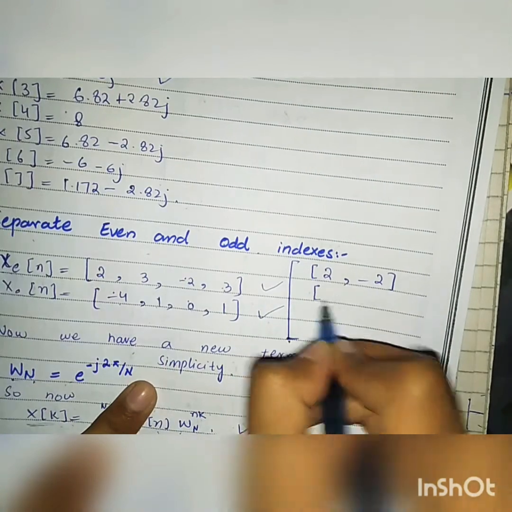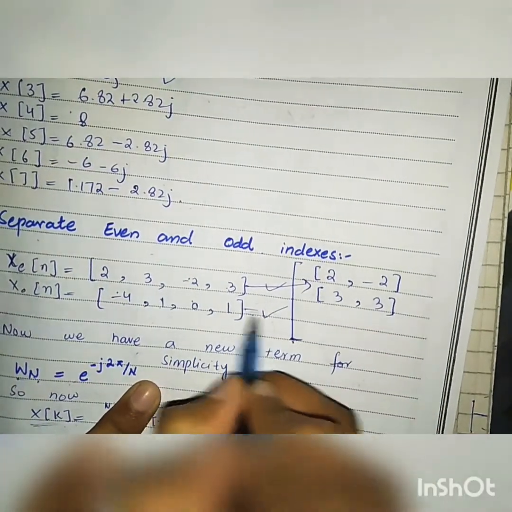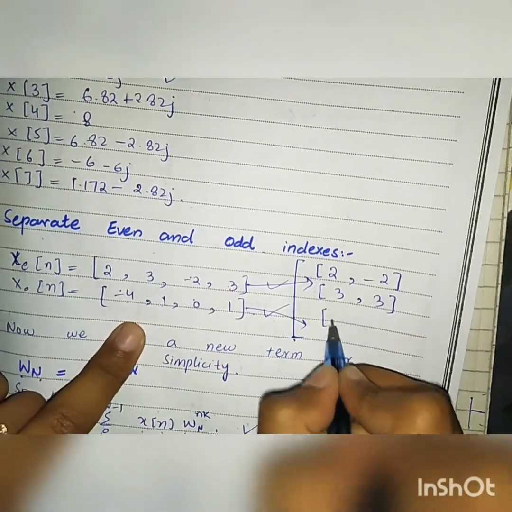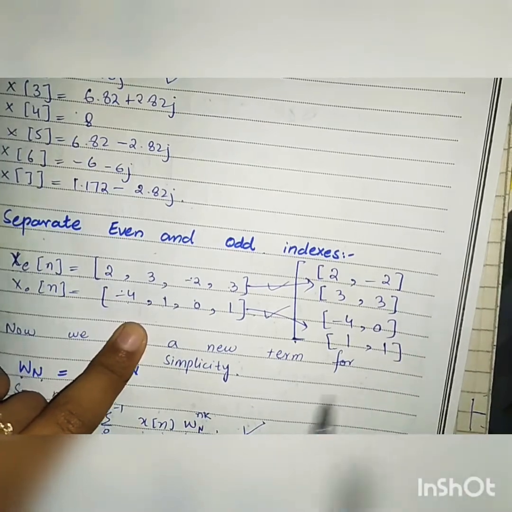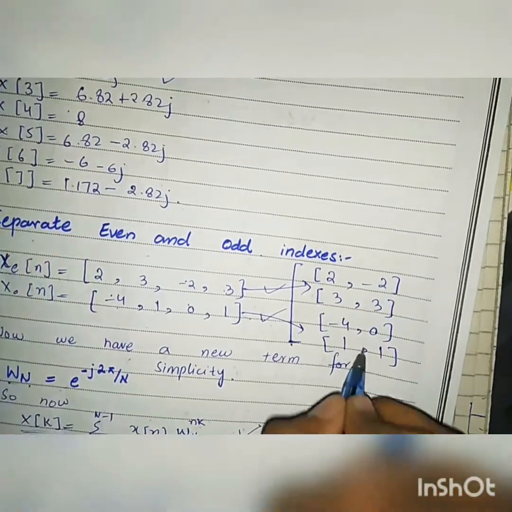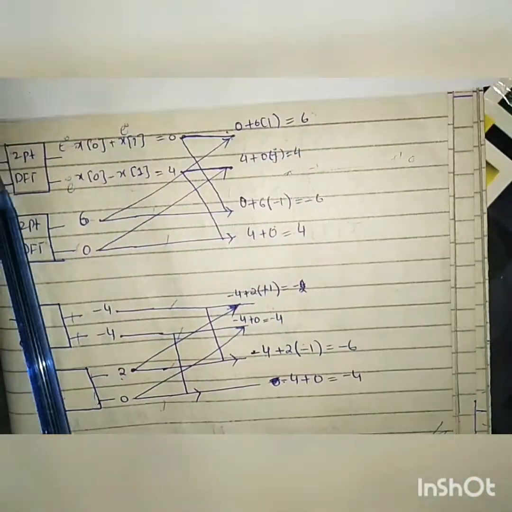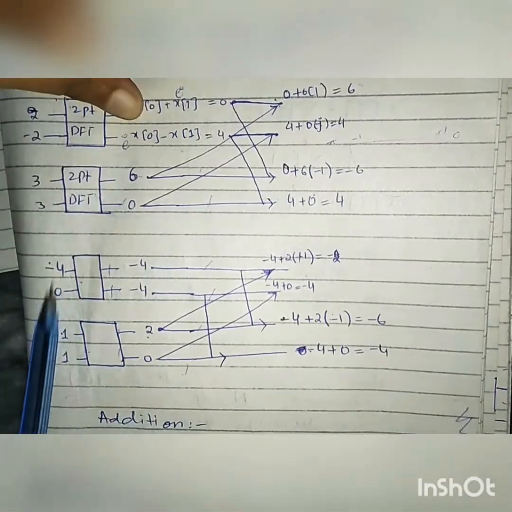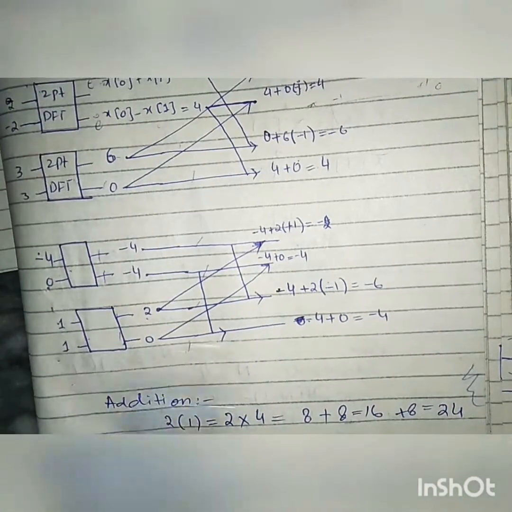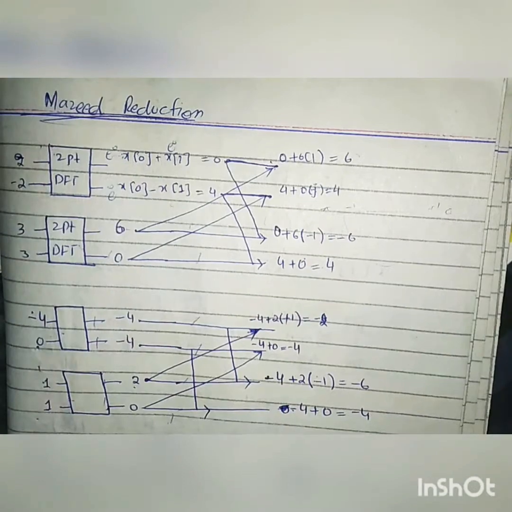Odd terms will be 3 and 3. For this thing and for this thing, we will have minus 4 and 0, and then 1 and 1. So we are using this thing here. You can see that we have 2 and minus 2. Here we have 2 and minus 2, then 3 and 3, then minus 4 and 0, and then 1 and 1.